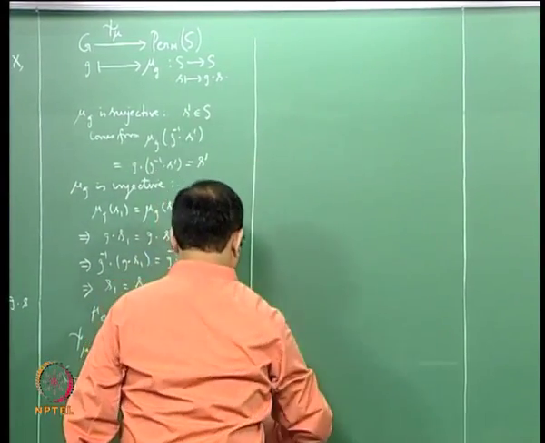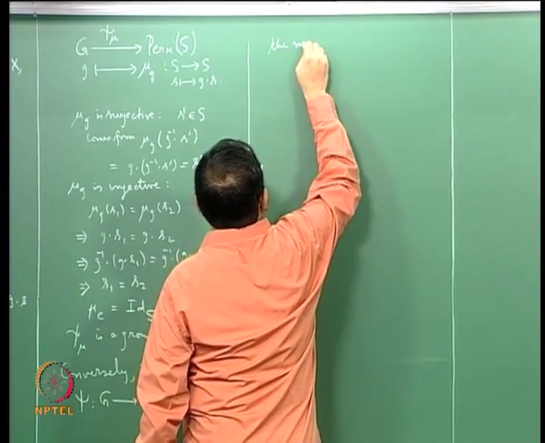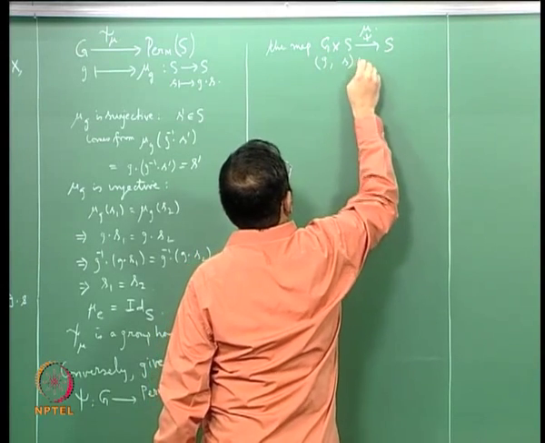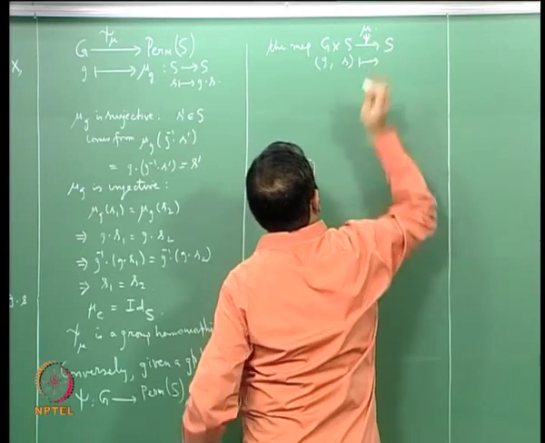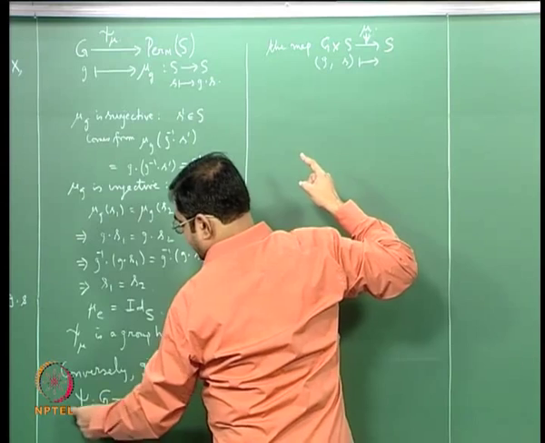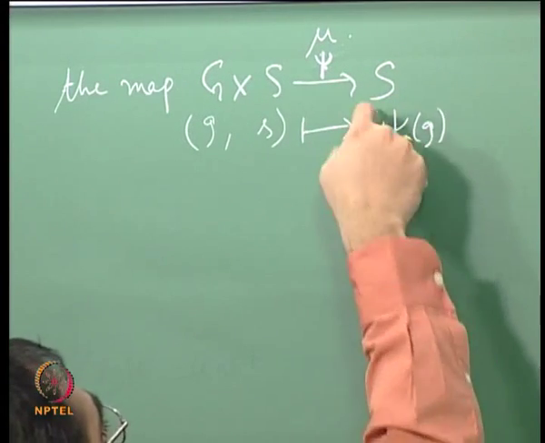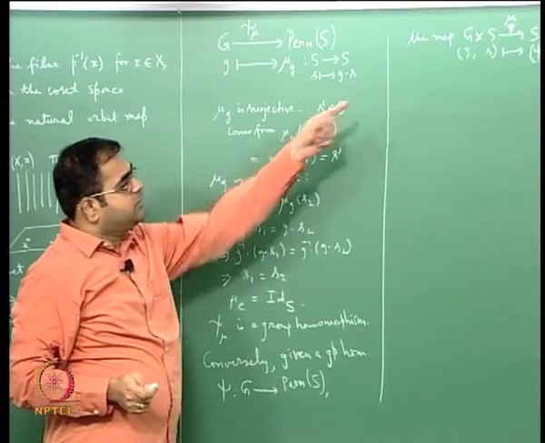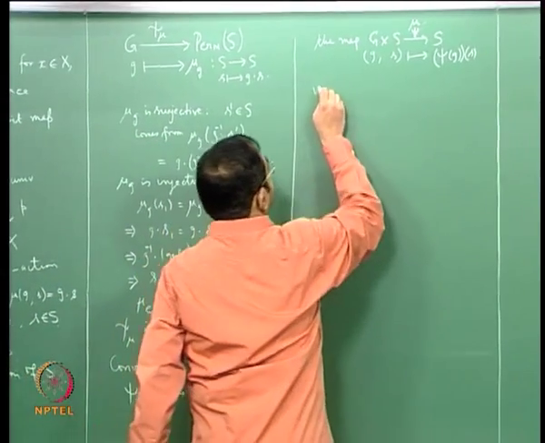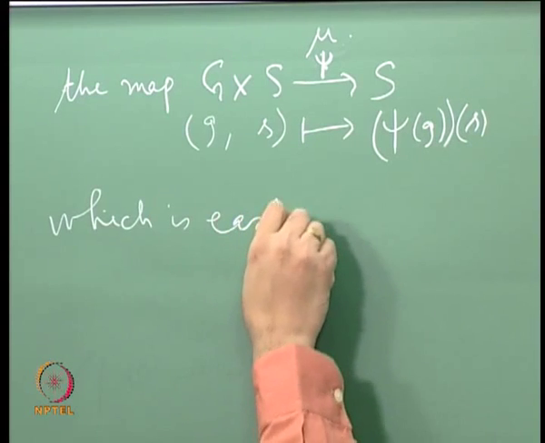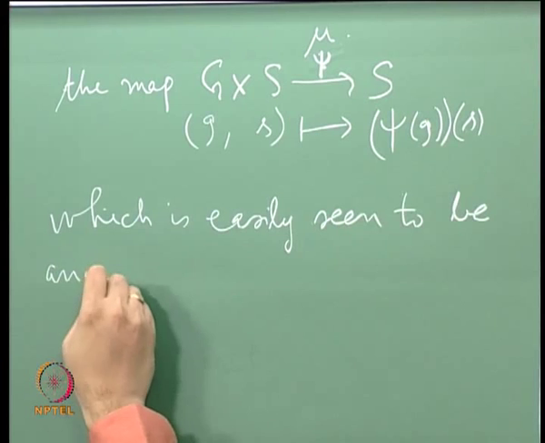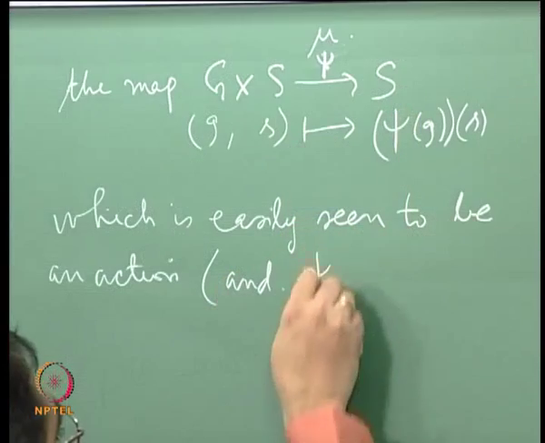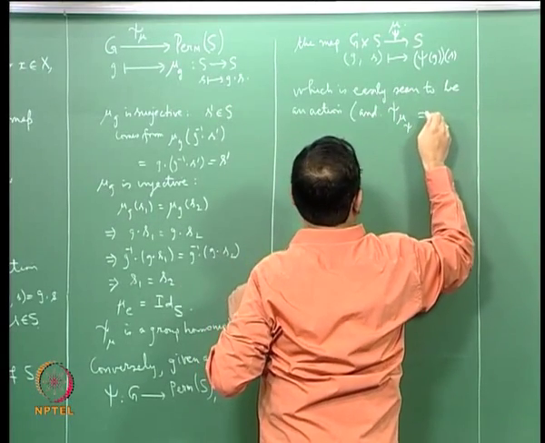maybe I will draw a small line here. The map G cross S to S, mu sub psi, defined by (G, s) going to: if you give me an element of G, I get psi of G, which is a permutation on S, and then I let it act on the element small s, that will return an element of capital S. So conversely, given a group homomorphism, you get a map, which is easily seen to be an action, and in fact, if I write down the psi sub mu for that, you will get back your psi.